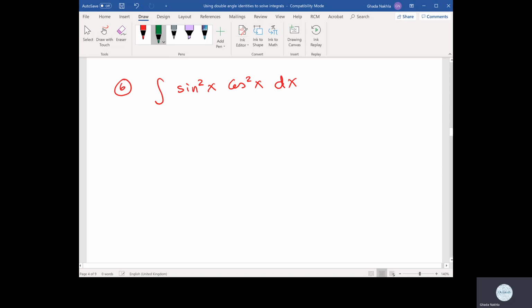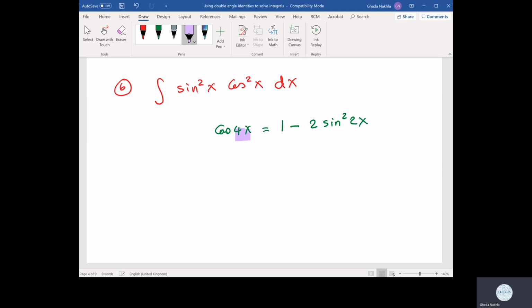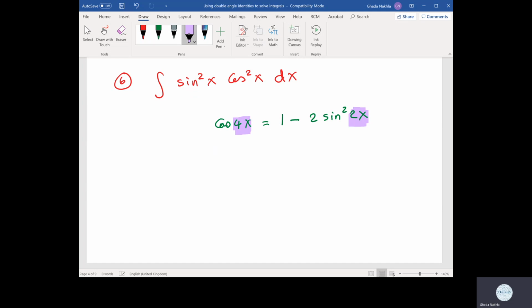Imagine I have cos 4x. Now from the angle identities, it's equal to 1 minus 2 sine squared 2x. Is that correct? Yes, it is. This is double, this is single angle. Well, it's double, but you know what I mean. It's half whatever 4x is. So in fact, this is correct.